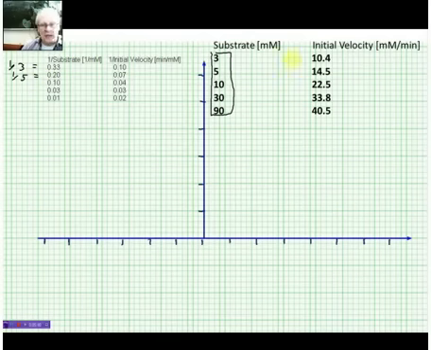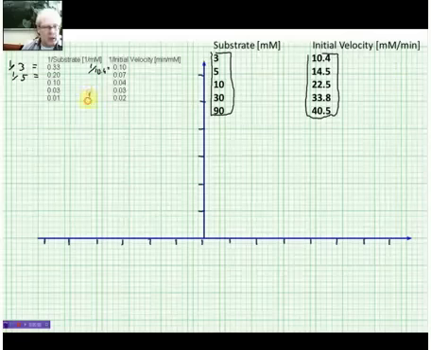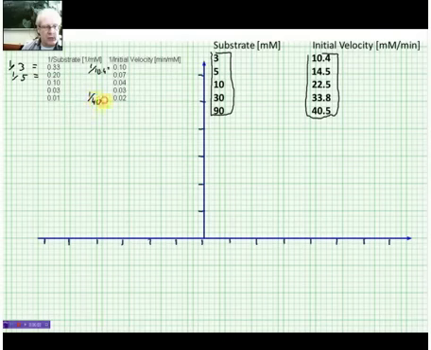And we do exactly the same thing for the initial velocities. This one here. So we calculate 1 divided by 10.4 equals 0.1. We do the last one here, 1 divided by 40.5, and that gives us around 0.02. So these are the data, and we leave the data on the side here. And then we draw our graph.